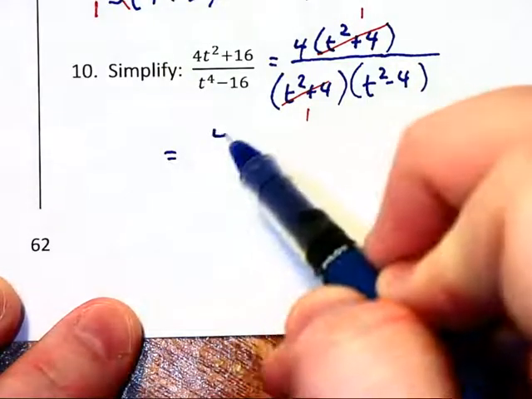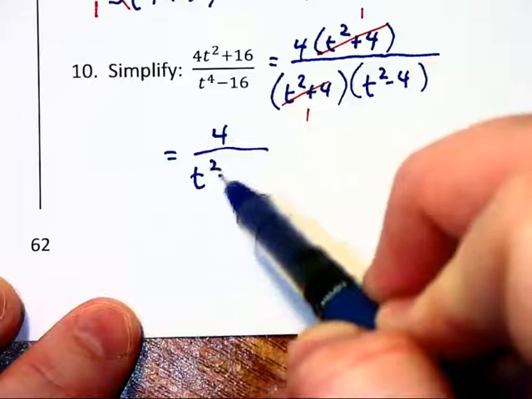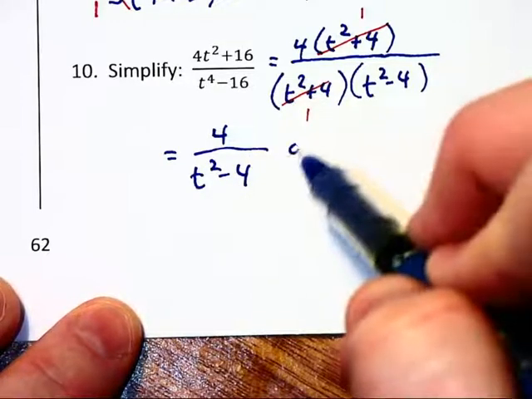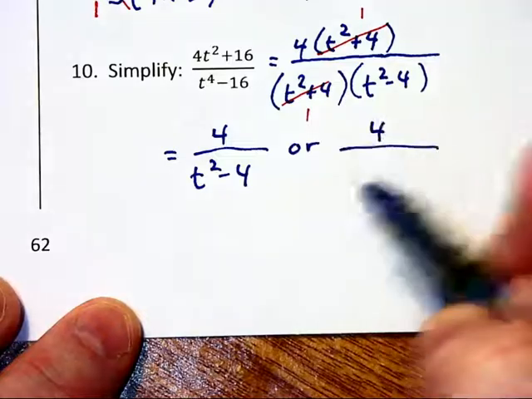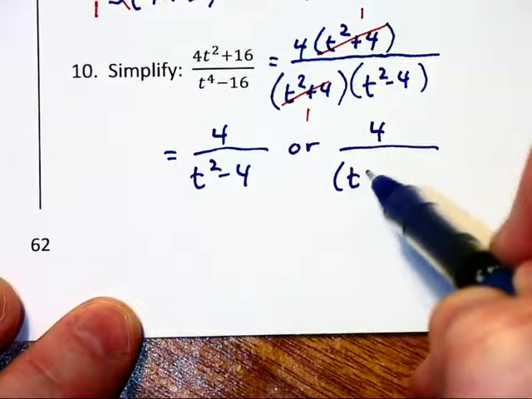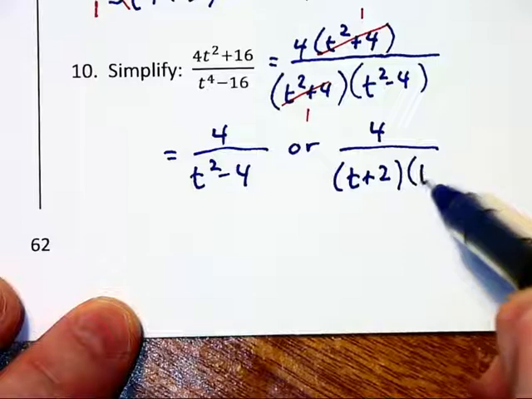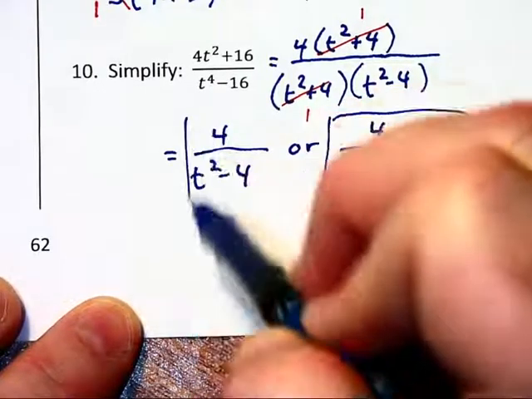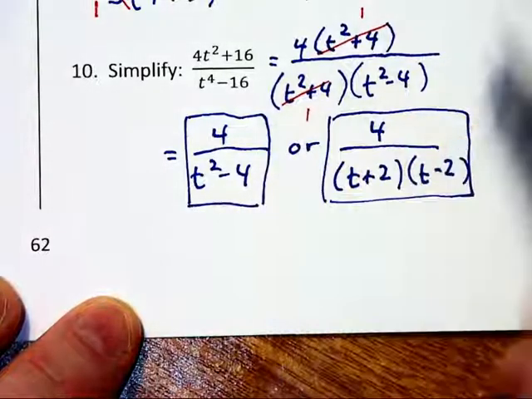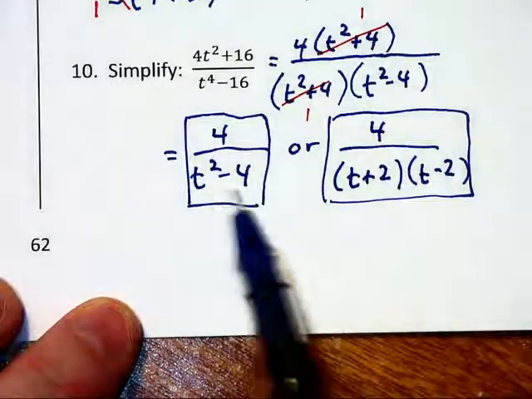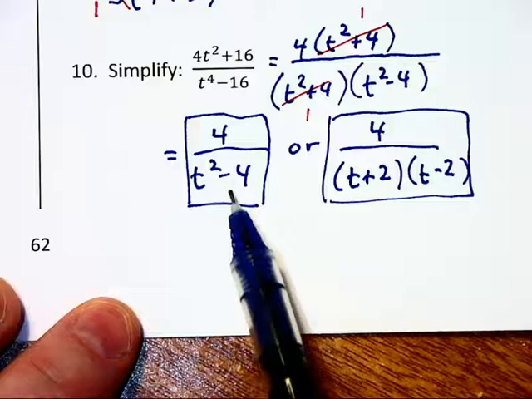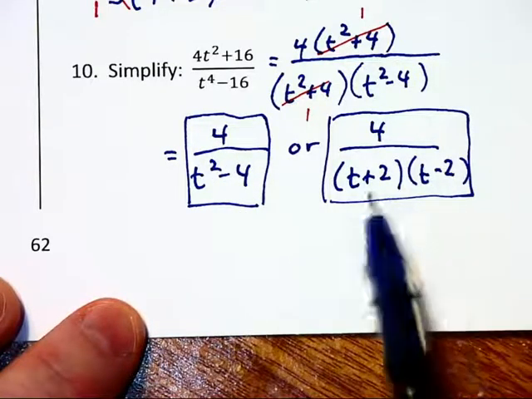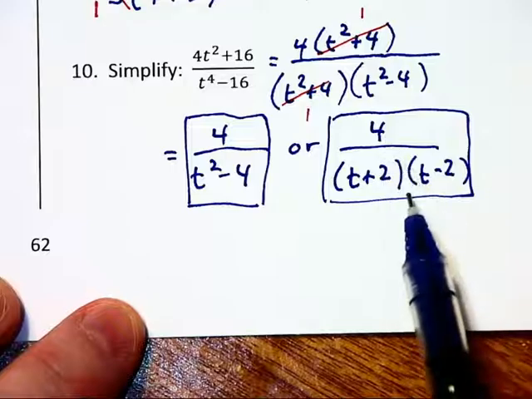We can either go 4 over t squared minus 4 and know that we can't do any factoring or canceling, or we can leave the 4 upstairs and factor the denominator into t plus 2 times t minus 2. So you really have two choices on the format for the solution here. If you can spot ahead of time that after you factor it there won't be any canceling possible, you can just leave it here. Some people just like to factor it all the way and verify that there's no cancellation possible.